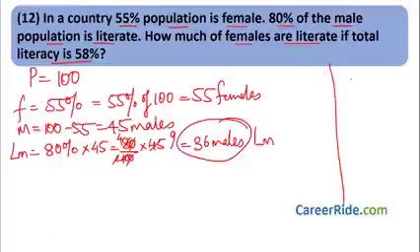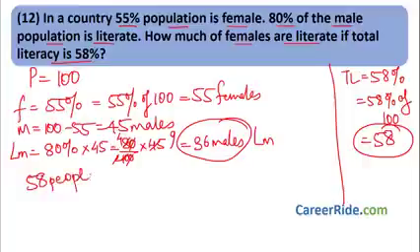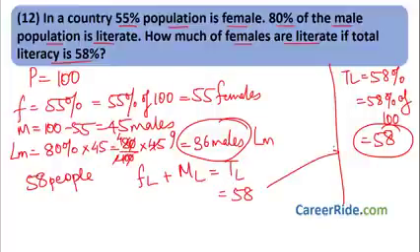What have they given on the right hand side? They have given that the total literacy is 58%. That means out of 100 people, 58% are literate. Since it is total literacy, 58% of 100, that is 58 people are literate out of 100. Correct? Now, we know that female literates plus male literates is nothing but the total literate population of the country. We know the total literate population of the country is 58, we have just calculated it.